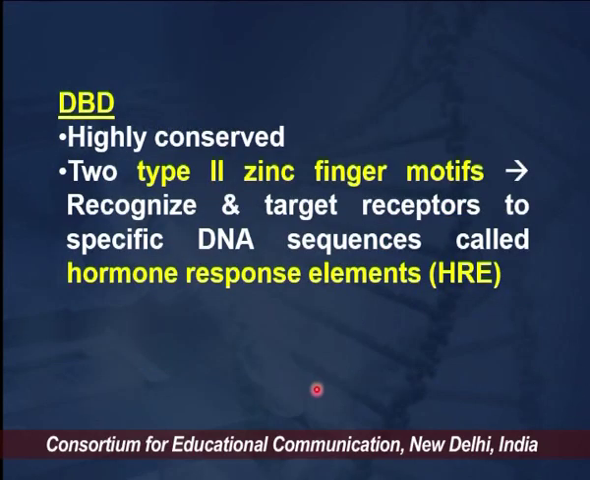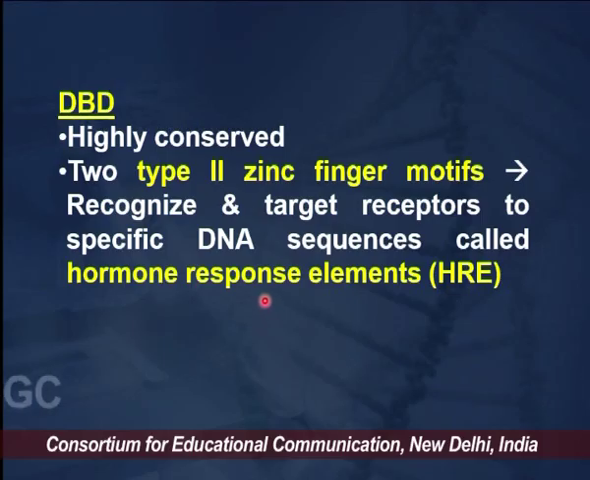Now, the DNA binding domain, which lies towards the middle part of this entire structure, is highly conserved, unlike the NTD, that is the N-terminal domain. This DNA binding domain contains two type 2 zinc finger motifs. Now, what is the function of these zinc finger motifs? They recognize and target the receptor to specific DNA sequences which are called hormone response elements.